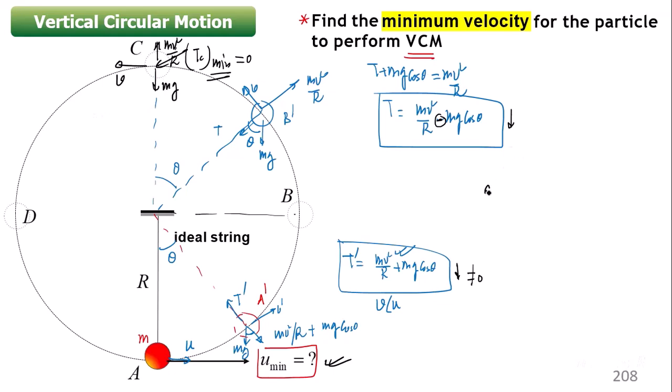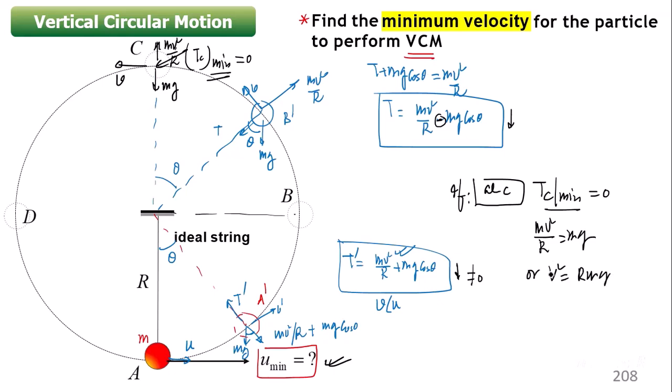That means at point C, if I say T_C is minimum, and for minimum, if I assume that at C the tension is equal to 0, for that situation, can I write mv square by r should be equal to mg, or v square should be equal to r g? That is the velocity that is required at point C. That is the minimum velocity at point C, for which the particle has to be thrown at a certain velocity u, so that the particle will complete the vertical circle.